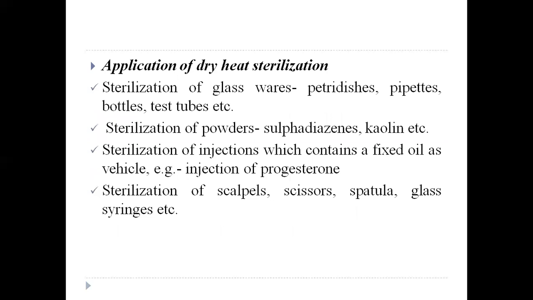Now let's come to the applications of dry heat sterilization. There are many articles or cases where we can use dry heat sterilization. Those instances are sterilization of glassware. We can sterilize different glassware used in laboratories, microbiology laboratories or biotechnology laboratories, like petri dishes, pipettes, bottles, test tubes, etc. The next one is sterilization of powders.